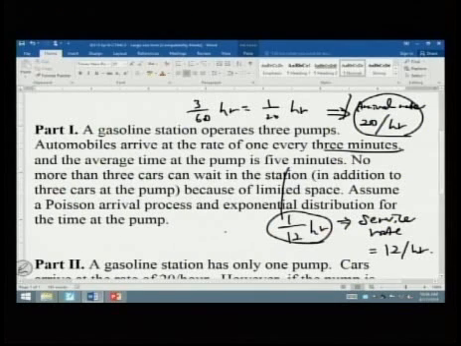And because of the limited service, no more than 3 cars can wait in the gasoline station, in addition to 3 cars at the pump. So this implies that the capacity of the gasoline station would be 6, right? Okay. So please make a note. And we assume a Poisson arrival process and an exponential distribution for the time at the pump.